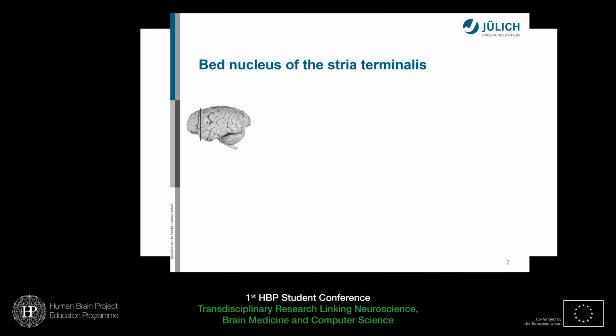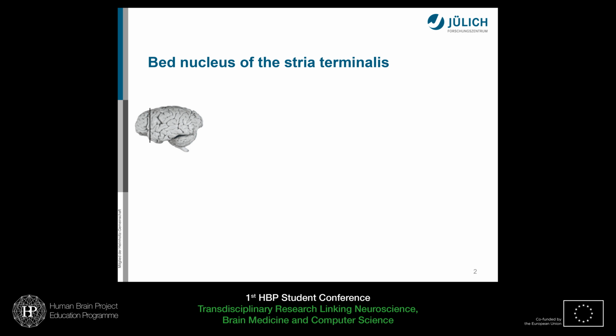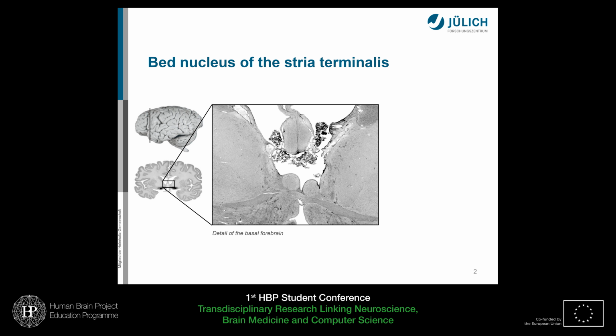So the bed nucleus of the stria terminalis is located in the frontal part of the brain. You can see here a left hemisphere of the brain, and the black bar marks the region where the histological sections you can see here underneath are taken from. As this area is quite small, I enlarged the region of interest. The bed nucleus you can see here, and also its adjacent stria terminalis. All structures you can see here can be found in both hemispheres, but I only colored them in the right hemisphere.